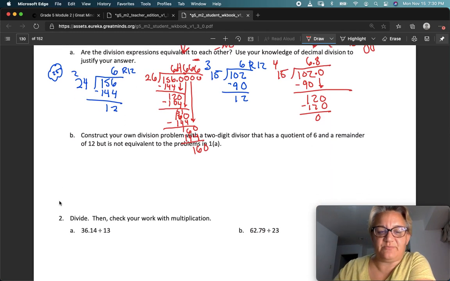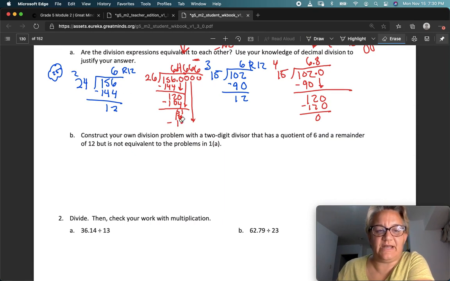Construct your own division problem with a two-digit divisor that has a quotient of 6 and a remainder of 12, but is not equivalent to the problems in 1A.